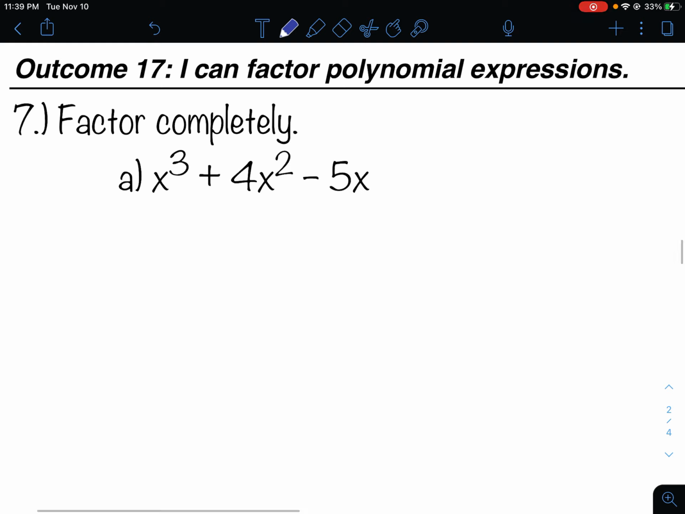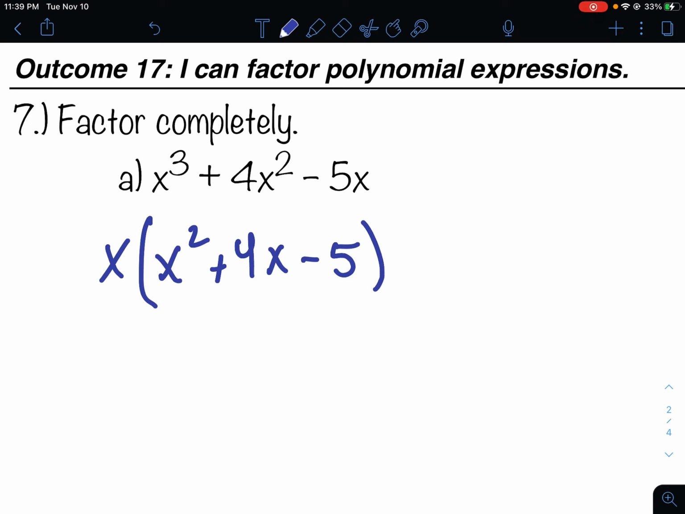So when we do this one here, you should be able to recognize, hey, look, I can take out a GCF. They all have an X. And so we simply take out an X because that's the GCF. That's what goes into all of them. And then we're going to write what's left over. By taking an X away, this is X squared, this is 4X, and this is -5.